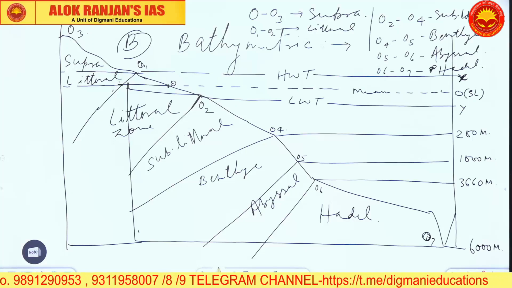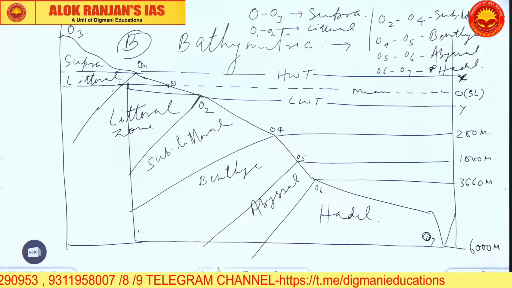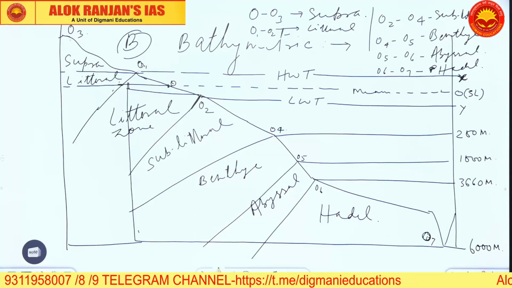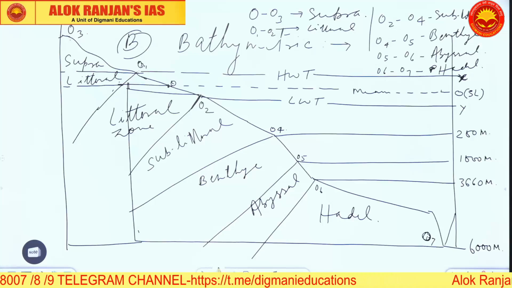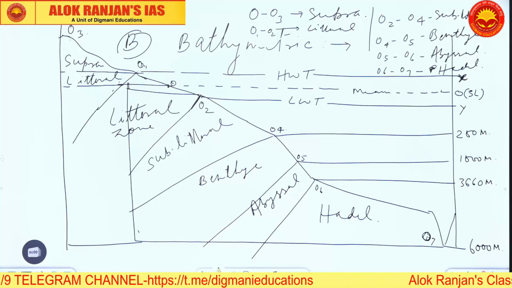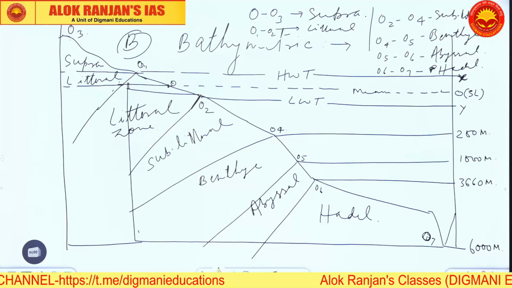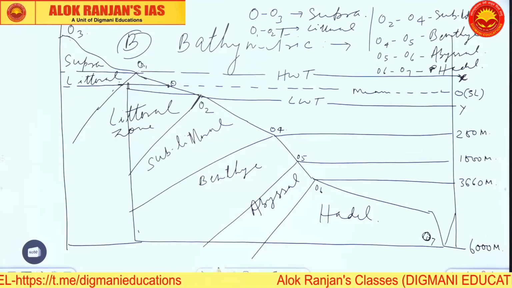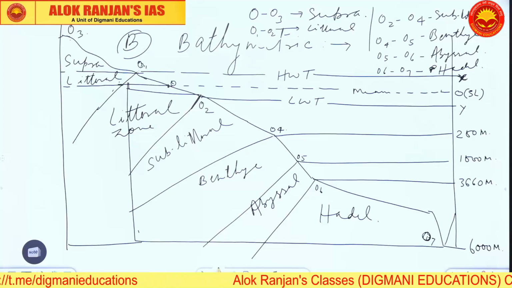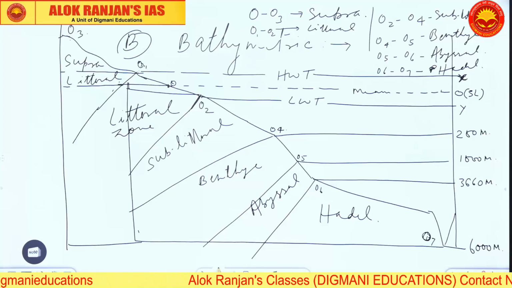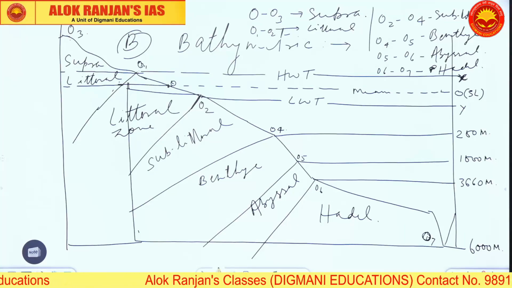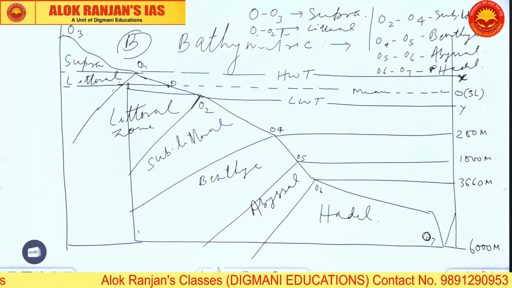Sublittoral means the depth below the littoral up to the depth of 200 meter, O2 to O4. This part will always be submerged under water.